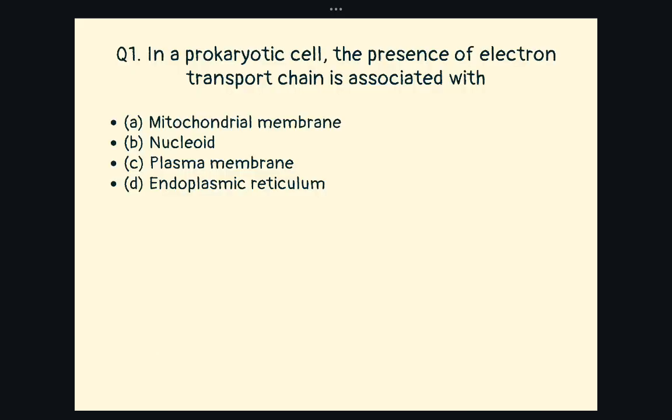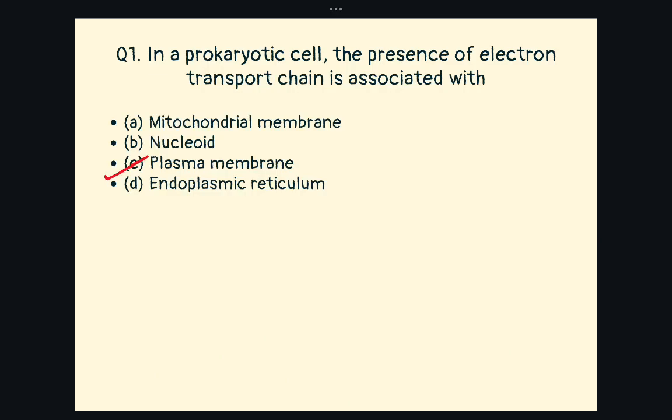First question: in a prokaryotic cell, the presence of electron transport chain is associated with mitochondrial membrane, nucleoid, plasma membrane, or endoplasmic reticulum. As we all know, prokaryotic cells do not contain any mitochondrial membrane for electron transport chain. So, the electron transport chain, ETC, is carried out in the plasma membrane. So, the correct answer is C.